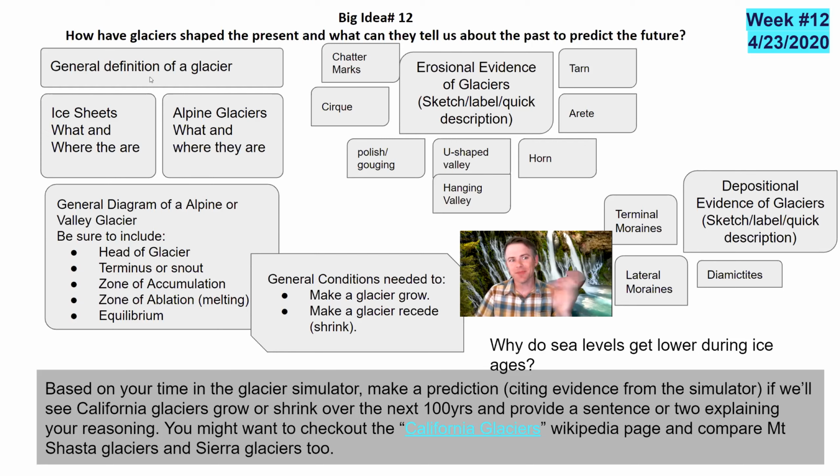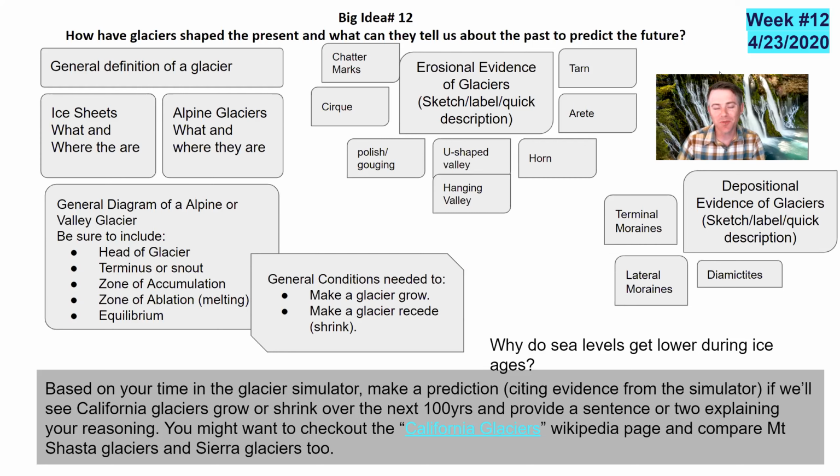So we're going to look at some of the general definition of glaciers tonight, ice sheets, alpine glaciers, some general diagrams of what an alpine or valley glacier looks like, and then the cool things they make on the landscape. When you go into Yosemite, or anywhere in the Sierra, these are the things you'll be able to recognize and point out. You'll say, oh, I remember I learned about this in class. It's pretty cool. It's pretty amazing.